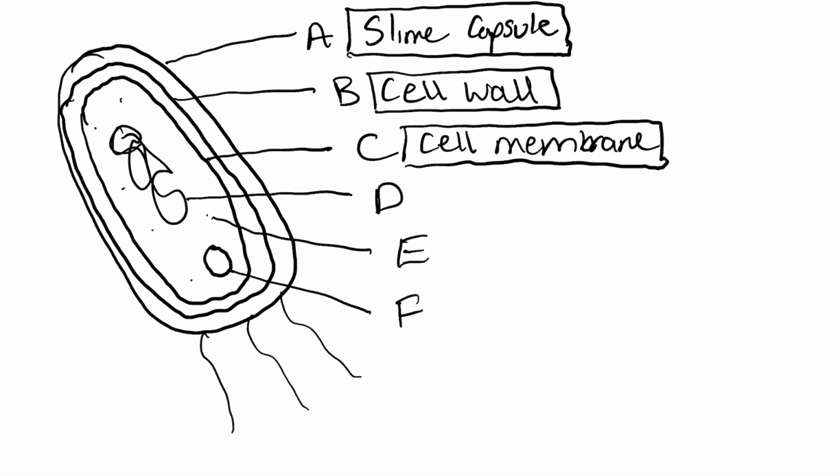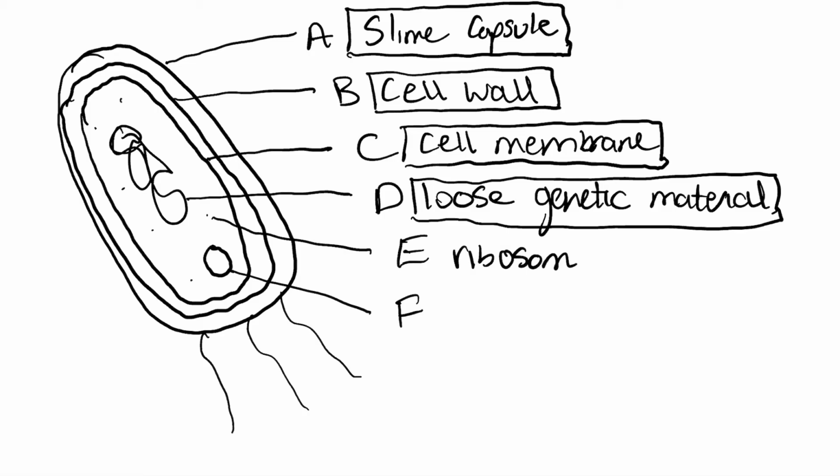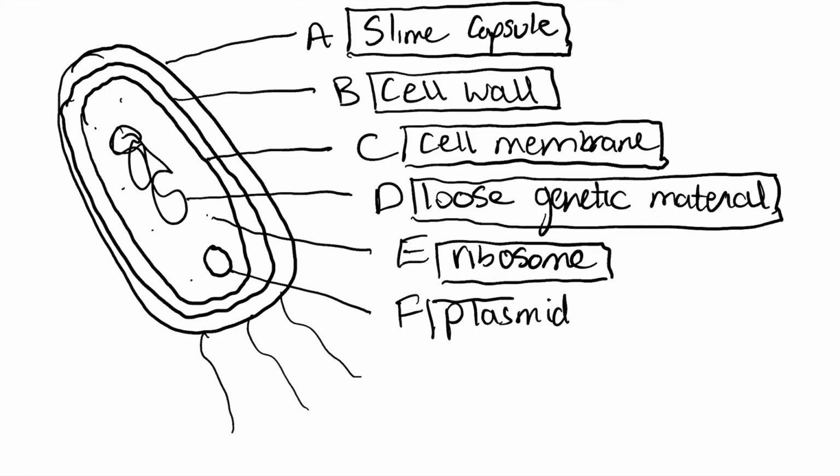D is loose genetic material. So it controls the activities of the cell. E is a ribosome. And this is where protein is made. And finally F is a plasmid. And remember, this is a loop of DNA.